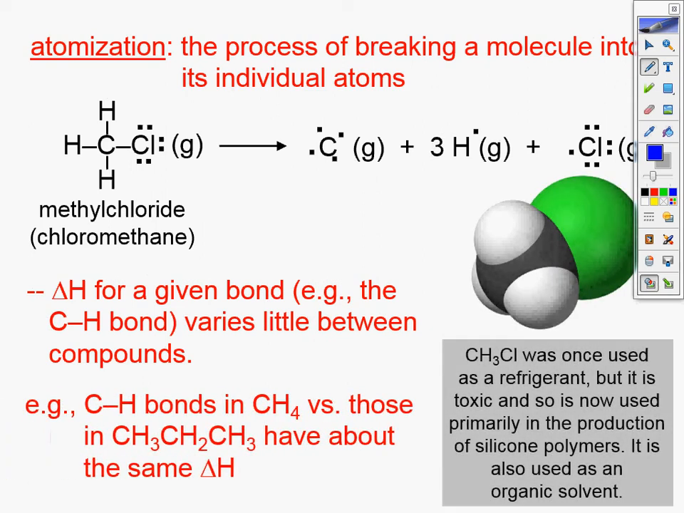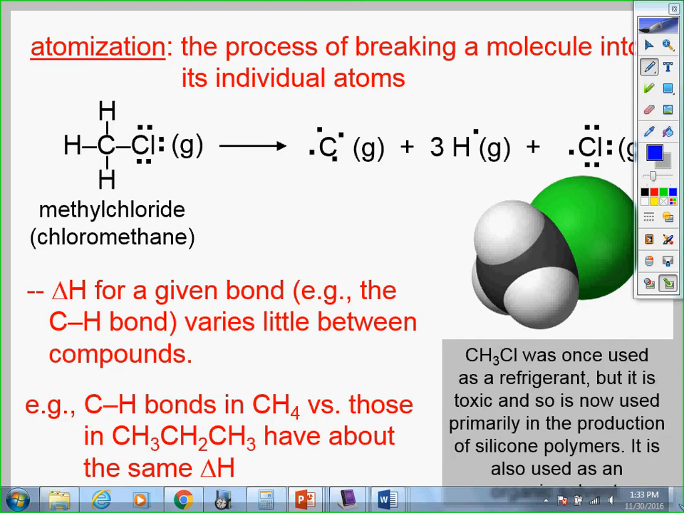All right. So, atomization: the process of bringing a molecule into its individual atoms. We have to look at what the values are of all of the bonds and figure out how we're going to get it into atoms. Somebody explain to me what I have going on over here. Why do I have this carbon with four dots? It has four valence electrons. Very good. Hydrogen has one. Chlorine has seven. When they're bonded, they all have complete what over here?